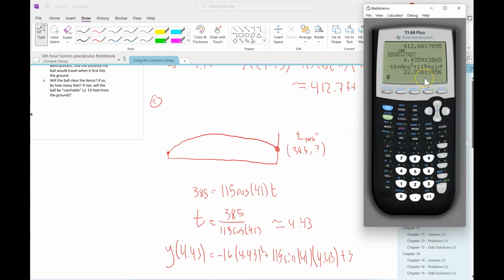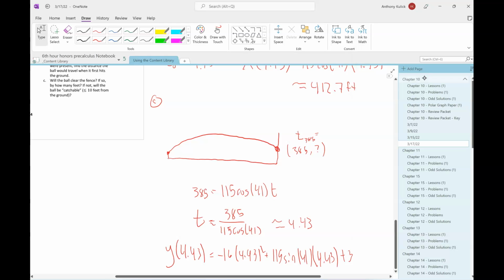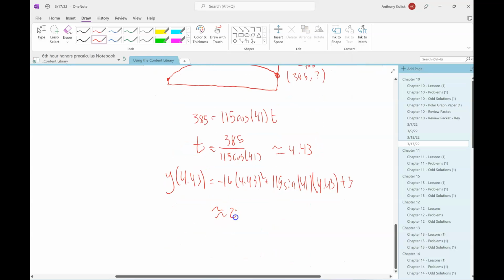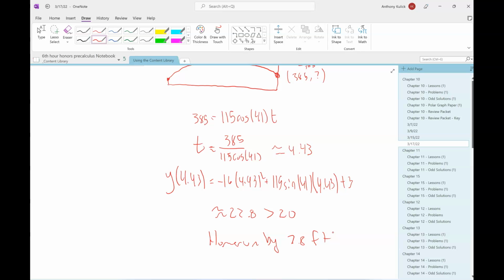Yeah. So there we got 22.8. And since that's greater than 20, it's a home run by 2.8 feet. Does that feel okay? So I think, again, drawing the picture and really identifying what you know and what you're looking for can be really helpful.